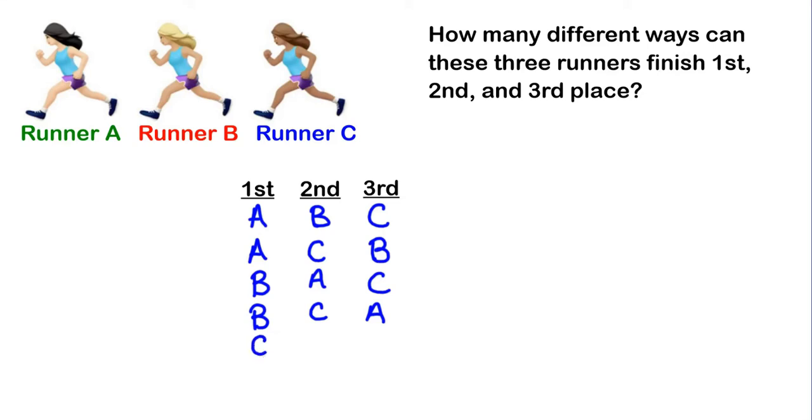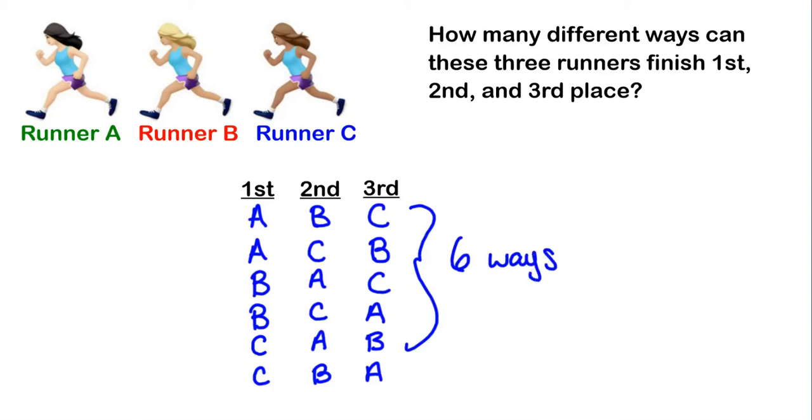Now, the only choice I have is if runner C finishes first place, runner A gets second place, and runner B gets third place. And then I can swap second and third place to get C, B, A. Now, these are all the possible ways that these runners could arrange themselves in first, second, and third place. There is no other way to do that. So there are 6 ways that these runners can finish first, second, and third place. Well, that seems pretty easy.